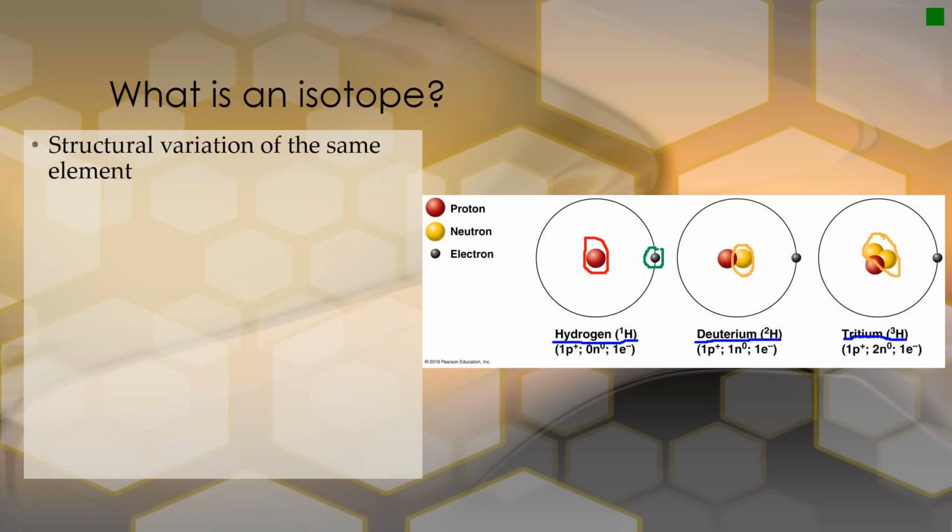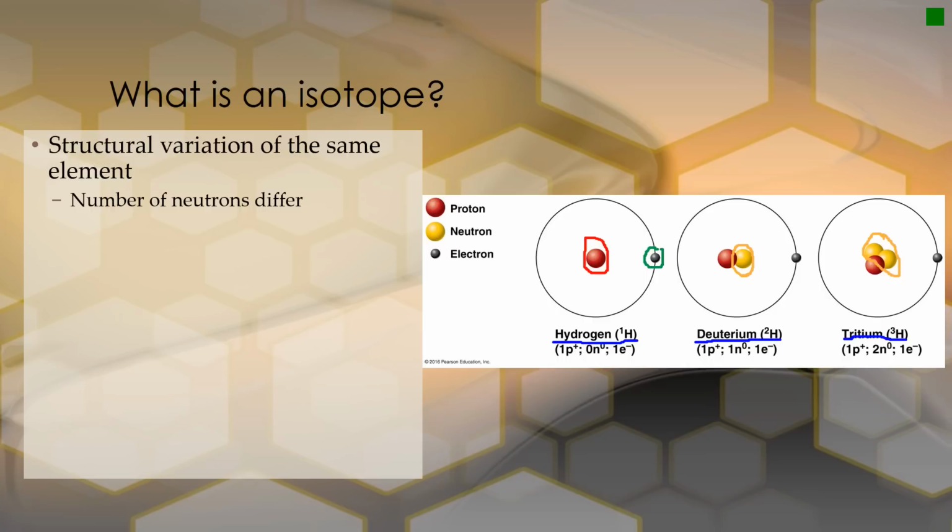An isotope is a structural variation of the same element that has differing numbers of neutrons. So each of those atoms will have the same number of protons, same number of electrons as the other atoms, but the number of neutrons will differ among those different variations. So they are all considered isotopes. All three of these are considered isotopes of hydrogen.